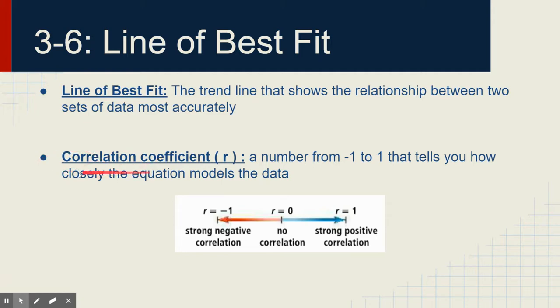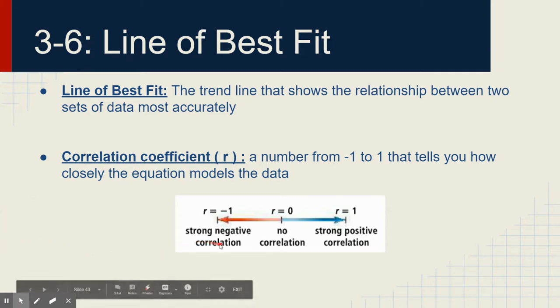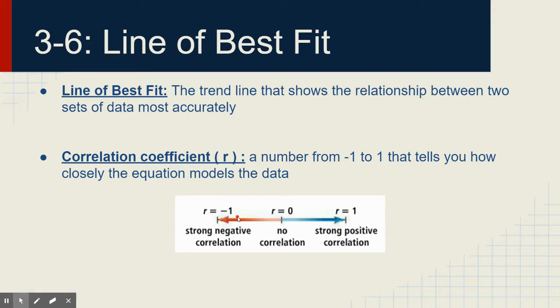Then there's the correlation coefficient. This is the number that shows how strongly your data is related. It's a number from -1 to 1 that tells you how closely the equation models the data. The closer it is to -1, the stronger the negative correlation that the data has. The closer it is to +1, the stronger the positive correlation, and the closer to 0 that it is, the more there's no correlation. So -1 to +1, and this just shows what the correlation is between the data points.